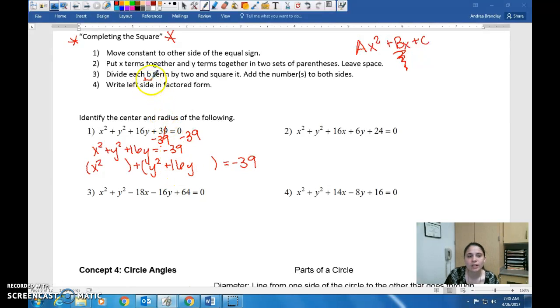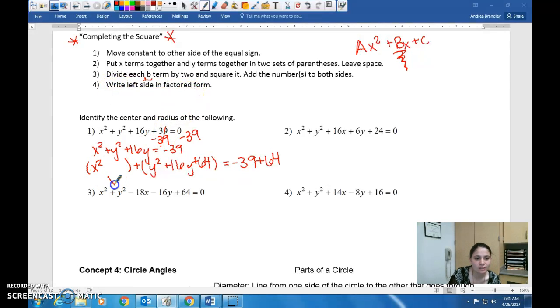So I'm going to go back and see what it asked me to do with that. It says divide each b term by 2. Okay, 16 divided by 2 is 8. And square it. Well, 8 squared is 64. So I divided my b term by 2 and squared it. I got 64. And it then asks me to add that number to both sides. Okay, well, I'm going to add it right here. So plus 64. And then both sides of the equal sign, so I'm going to add it to this side. This is plus 64.